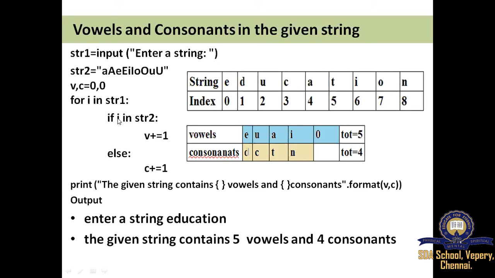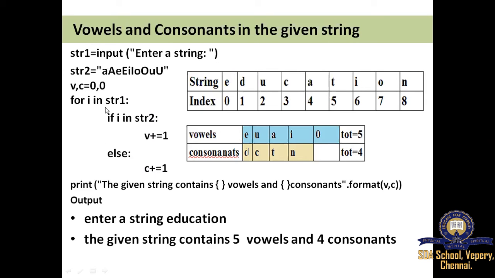What does I contain now? E. What does str2 contain now? A, E, I, O, U, all your vowels. If the given character in I is also present in str2, the condition is true in your if, and V plus equal to 1. That is, we are saying E is a vowel. So counting of V starts here. Else, C plus equal to 1. It is not a vowel, it's a consonant.